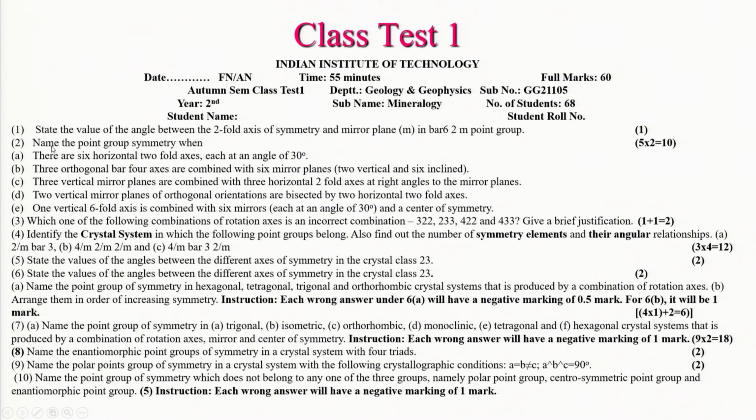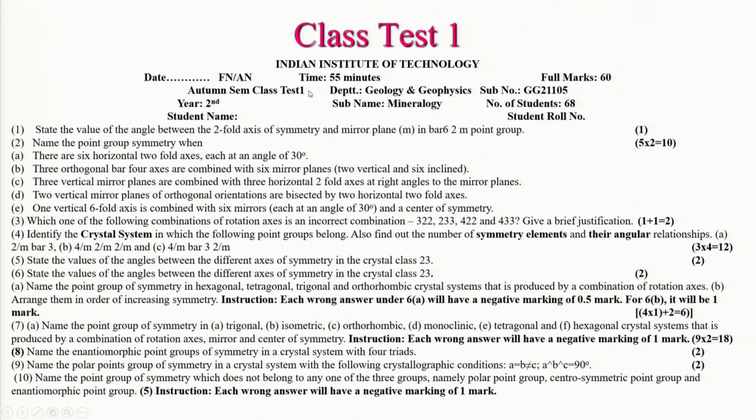I will read out the important questions that I have asked in this class test. The first one is: state the value of the angle between the two-fold axis of symmetry and the mirror plane in the bar 6 2m point group, for 1 mark. The next question has 5 parts and each part carries 2 marks, so a total of 10 marks are there under question 2.